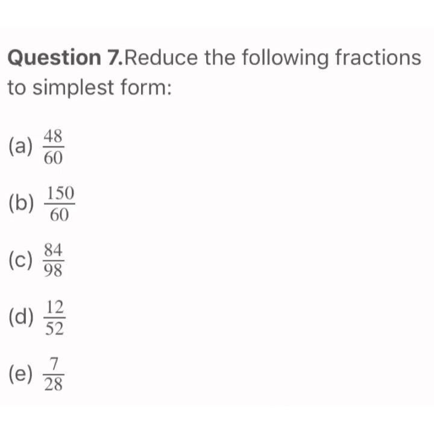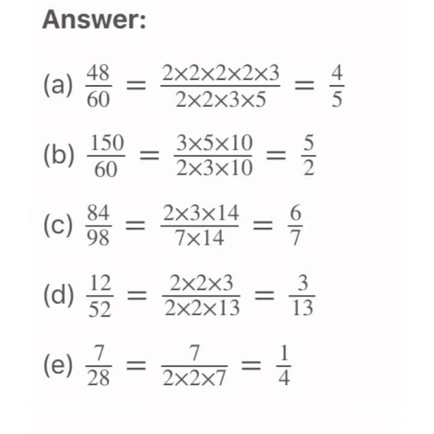First one is 48 upon 60. Children, we have learned that to reduce the fraction into its simplest form, we need to calculate the HCF of both the numerator and the denominator. So HCF of 48 and 60 is 12. So 12 fours are 48 and 12 fives are 60. So what is the reduced form of 48 upon 60? 4 upon 5.